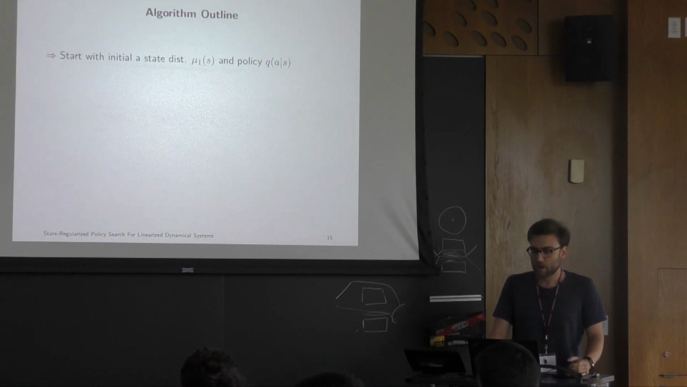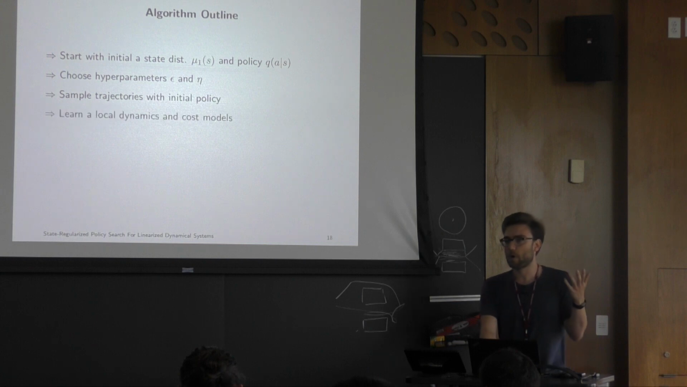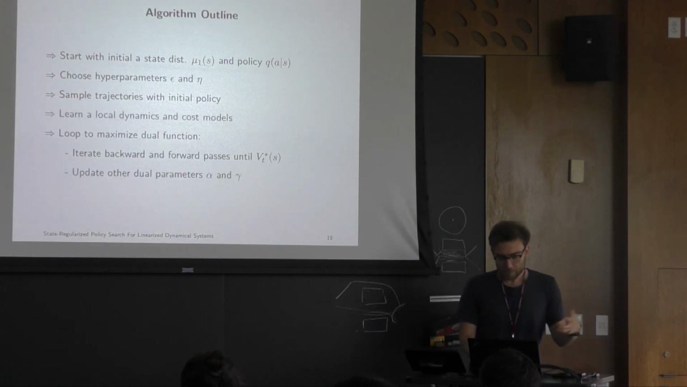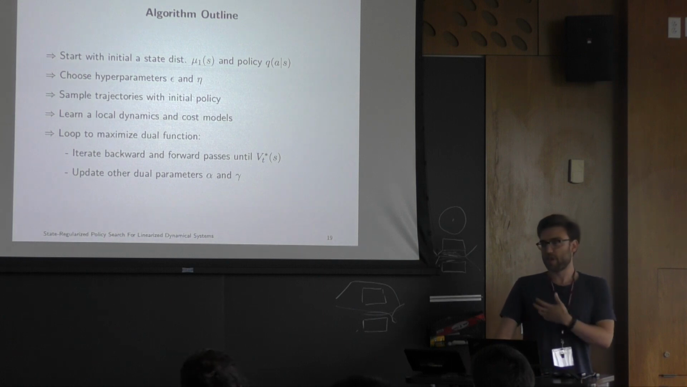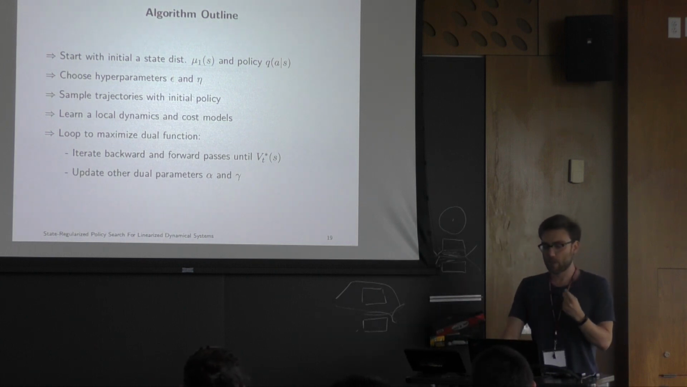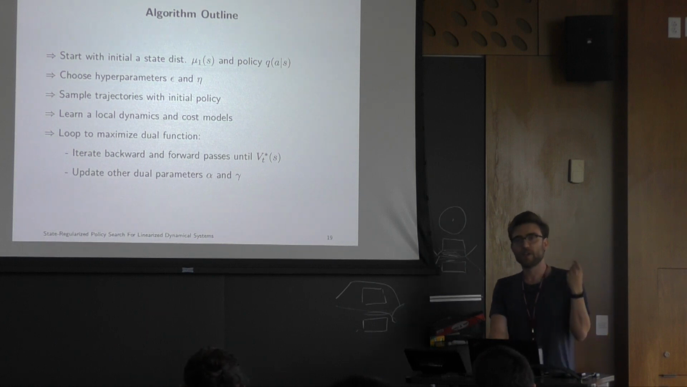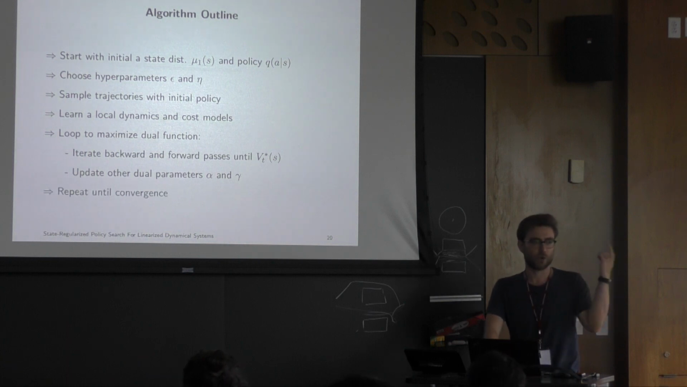The algorithm basically follows the stochastic optimal control scheme. So you have an initial state distribution, you have a policy Q, you choose your hyperparameters. Basically, these are the bounds that you choose, and you sample trajectories with the initial policy, learn the local dynamics and cost functions, and then to reach this optimal V function, you can use those optimality conditions that I just showed you in an iterative way. So you descend on the value function, then you descend on the mu function, and we can show that it converges, and it's much faster than descending on the actual gradient of both, right? Using the optimality condition is a bit different. And then you update your other dual parameters until it converges, and this is one loop of the algorithm. You just go through until you converge.